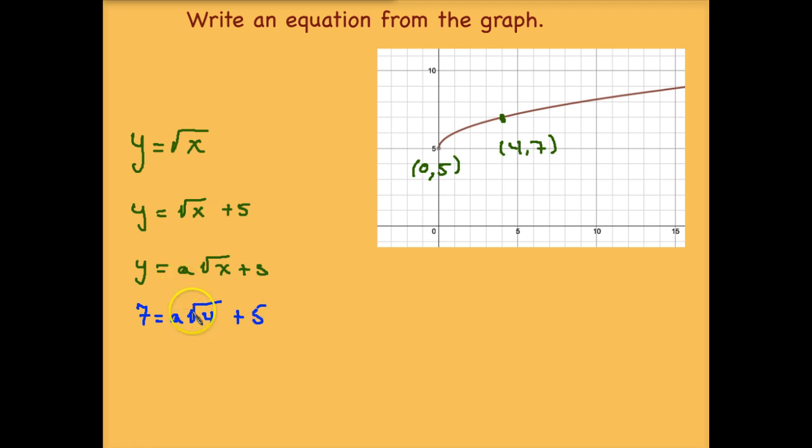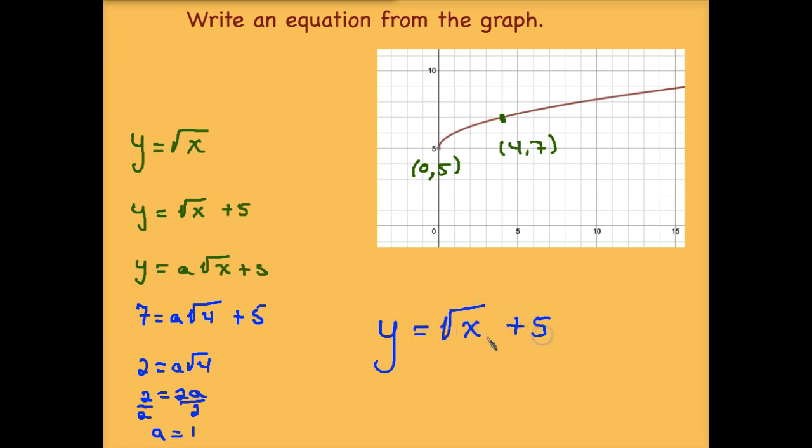Let's go ahead and solve for a. So we'd subtract 5 from both sides, and we would take the square root of 4 and get 2. Divide both sides by 2, and we find that a is actually just 1. So our equation for this graph is going to be y equals the square root of x plus 5. We only have one transformation.